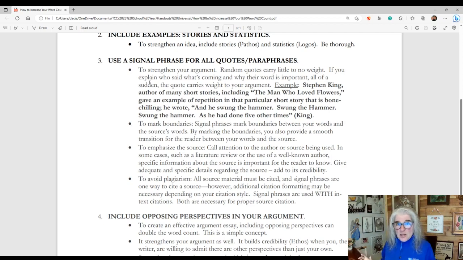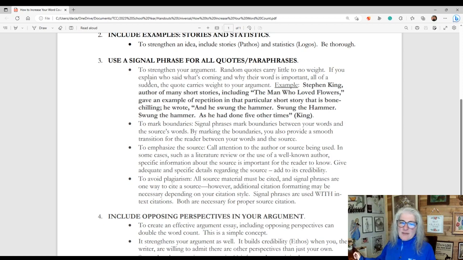Again, assume your reader's ignorance. They're not going to know. And if you don't tell them why they should listen to this individual that you're quoting, they're just going to gloss over that, chances are. So we use a signal phrase. So let's go ahead and read what's on the handout. To strengthen your argument, random quotes carry little to no weight. If you explain who said what's coming and why their word is important, all of a sudden, the quote carries weight to your argument.